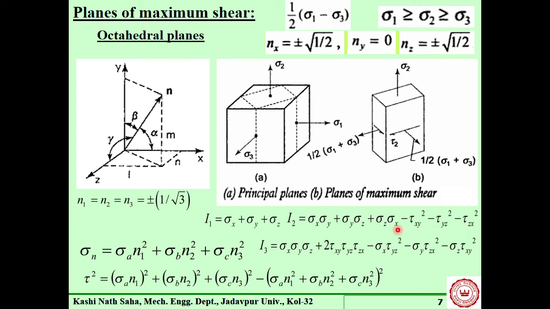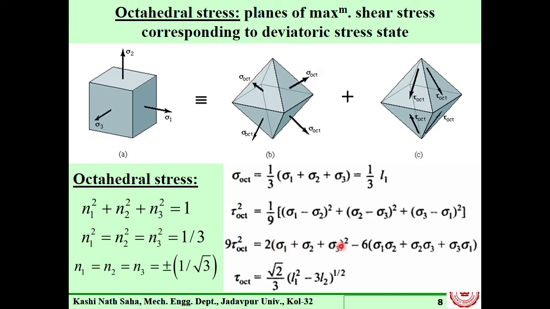What will happen if our coordinate axes x, y, z are oriented along the 1, 2 and 3 principal stress directions? So, for principal planes, the tau values are 0, because in a principal plane there is no shear stress. So this is 0, and this is sigma 1 sigma 2 plus sigma 2 sigma 3 and so on. So this is I2 then. So what we are getting here is the first invariant and this is the second invariant. Okay.